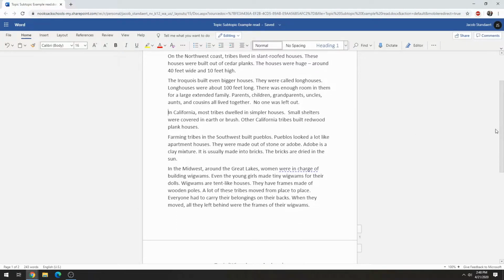Farming tribes in the Southwest built pueblos. Pueblos looked a lot like apartment houses. They were made out of stone or adobe. Adobe is a clay mixture. It is usually made into bricks. The bricks are dried in the sun.